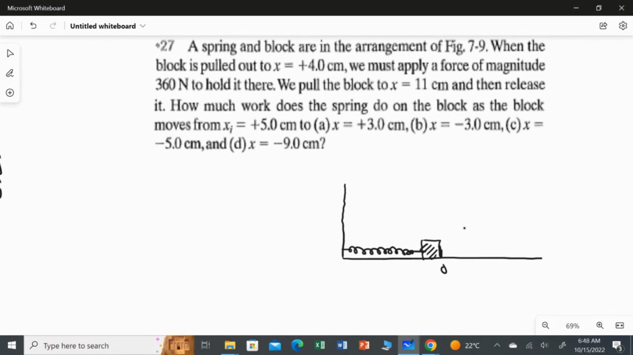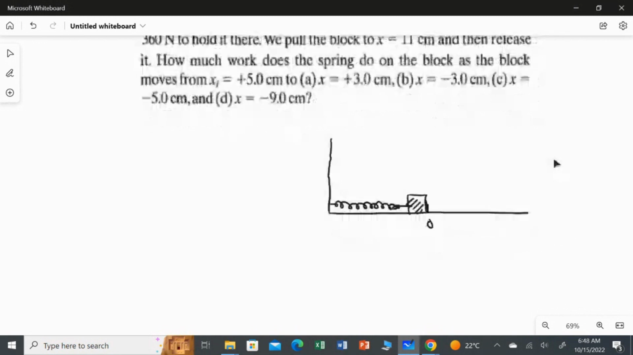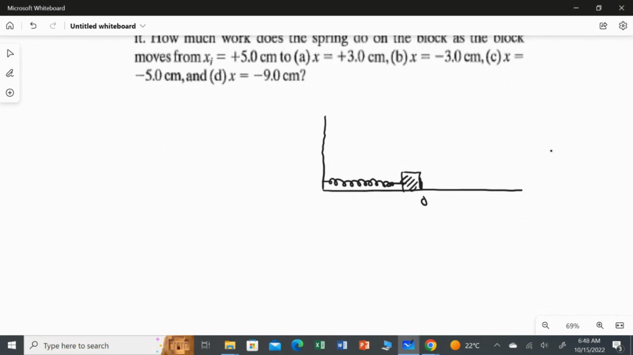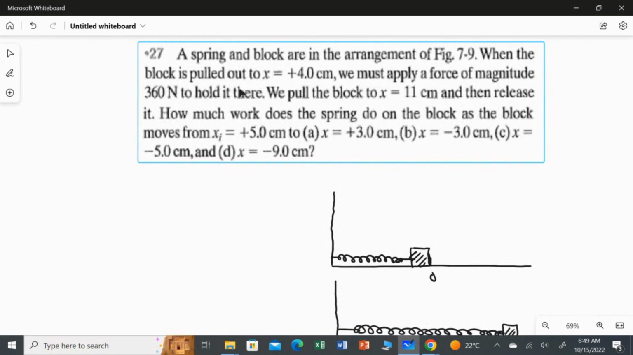When the block is pulled out to 4 centimeters, what you are going to do in the second part of the diagram is pull the block to 4 centimeters. That means if you consider this is 0, better I can write 4 here. By that my block will come here. And what will happen? The spring will expand. Am I right? So when you place the block at 4 centimeters, the extension of the spring takes place.